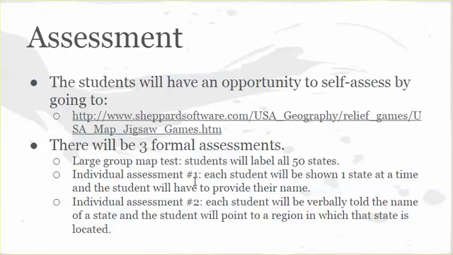So we have individual assessment number 1. Each student will be shown one state at a time, and the student will have to provide their name. So they'd be shown a state, and they would have to just verbally share the name. And then assessment number 2, the student would be told the name, and they would have to point to the region on the map that state is located.